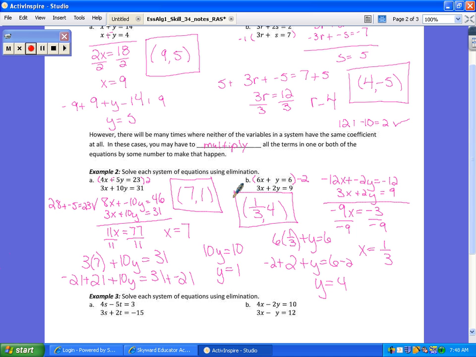And I should check that in the other equation. 3 times a third is 1, plus 8 is 9. It does check. I'm going to stop this recording at this example. If you want to see further examples, check the Part 2 recording.